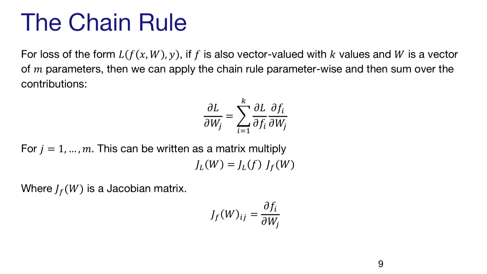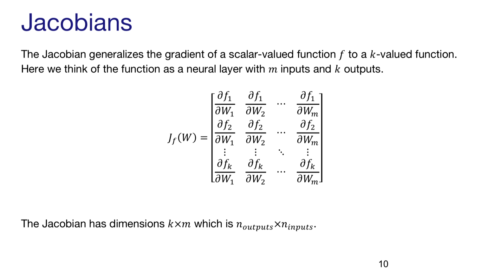So JF of W is a Jacobian matrix, written out in components. There are different conventions, but you should just pick a convention and use it. You can either write it in this form where the output is the I index, or in the other form where the input is the J index. Or if you want to write it out explicitly, this is how F depends on the W weights. So there are multiple outputs, multiple inputs. They can all depend on each other.